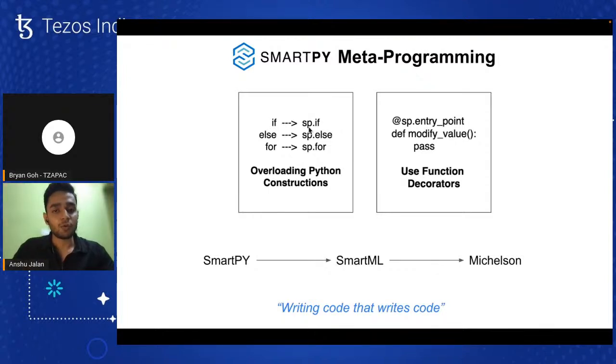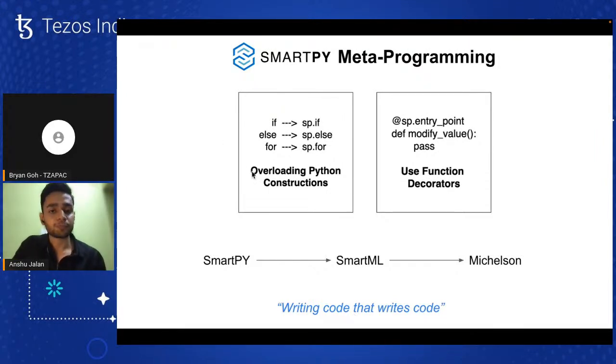In SmartPy, the kind of programming that we do is actually called metaprogramming. This is code writing more code. What really happens is that the SmartPy code you write first gets compiled to SmartML, which is like an intermediate language. SmartML then further compiles down to Michelson. So you write one piece of code which gets turned into some other code, and that goes to yet another code. That's why writing code that writes code is metaprogramming.